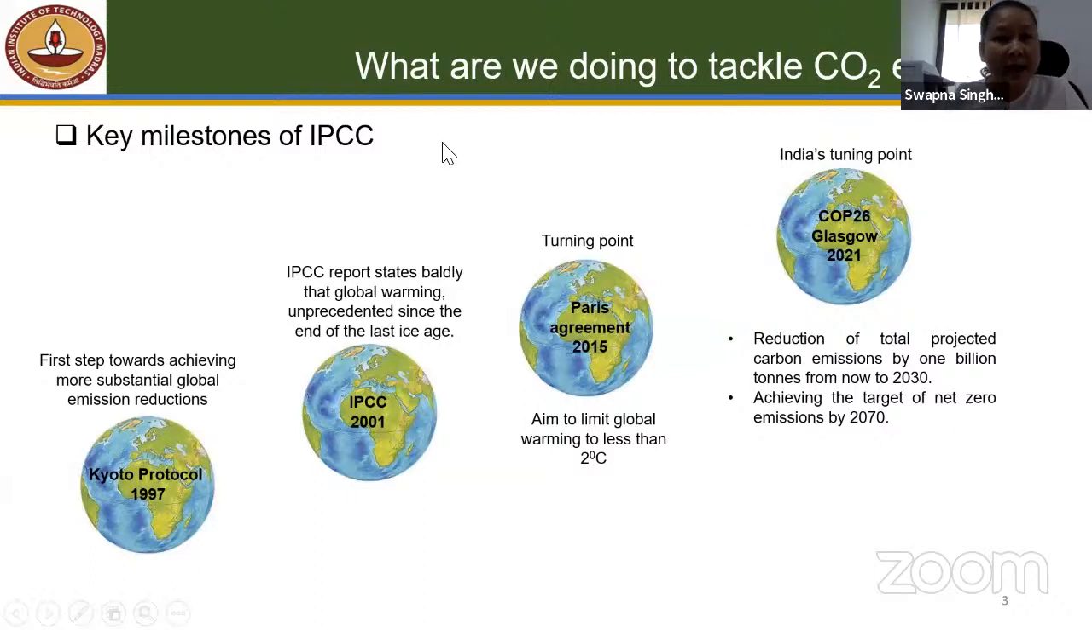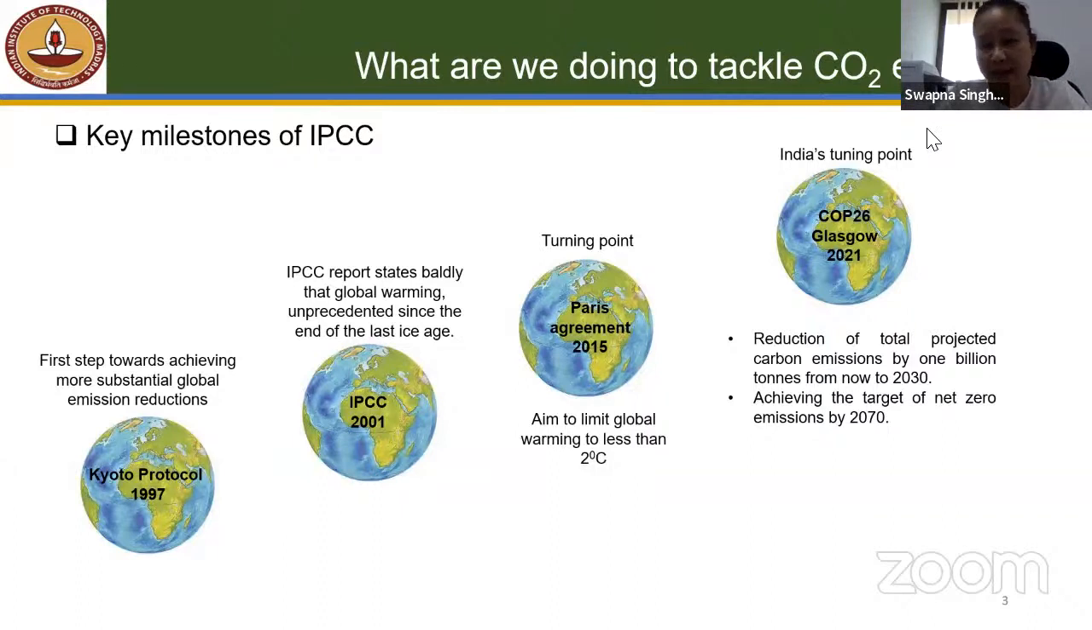There are some key initiatives by governments, for example, the IPCC has taken a lot of initiative. I'm mentioning some of the key milestones of the IPCC here. The first step is achieving global emission reduction. First, we have to reduce the global emission from the industrial countries, which was first discussed at the Kyoto Protocol in 1997, where a few of the countries signed to reduce the CO2 emission from their country. But at that time, many of the countries hadn't signed. Even the US didn't sign. But that is the first step towards reducing CO2 emission.